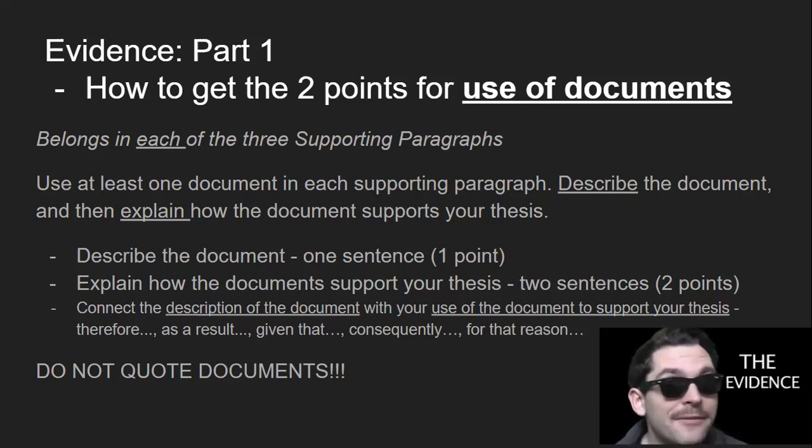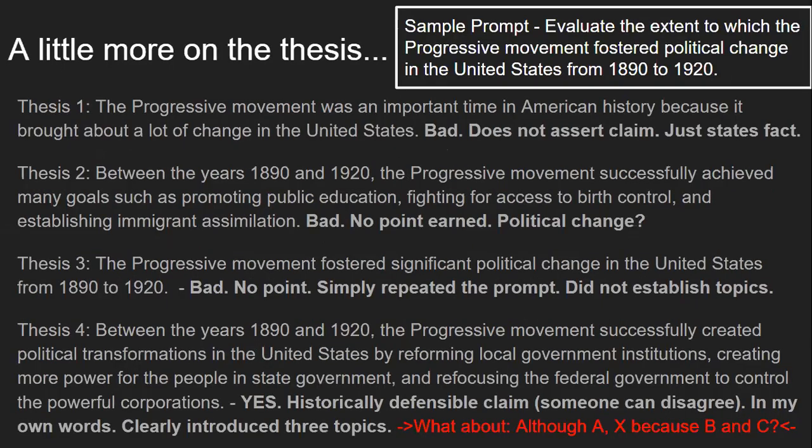All you have to do is, when you get to document one or document four, whichever document you're using first as evidence for your first point or your first topic, you say, as it shows in document one, blah, blah, blah. Then you explain how that supports your thesis, right? So your explanation should be one or two sentences of how that document supports your thesis. So if your thesis is, as we said a moment ago, that the progressive era reformed local government institutions. Actually, let's not use that one, because my mind is more focused on creating more power for the people in the state government. So creating more powerful people in state government, right?